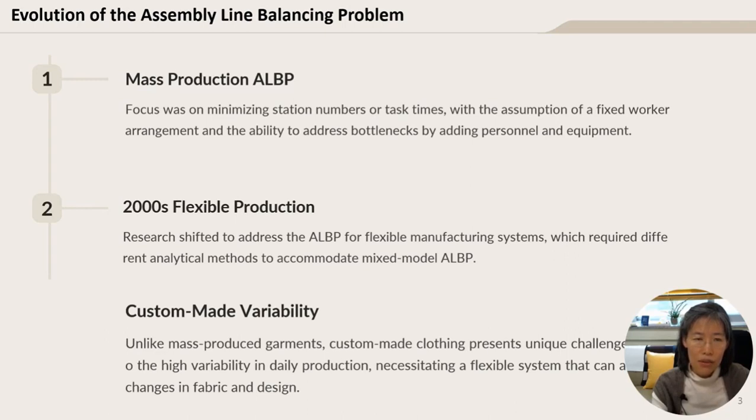In mass production, the skill level of workers is not considered in the task time because there is a fixed arrangement of processable workers per task. With the introduction of flexible production systems in 2000, researchers focused on solving the ALBP for flexible manufacturing systems, which differ from mass production systems, resulting in an analytical method being used to solve a mixed-model ALBP. In a custom garment manufacturing environment, task times can vary significantly depending on the skill level of a worker, and thus a different approach to solving the ALBP is needed.